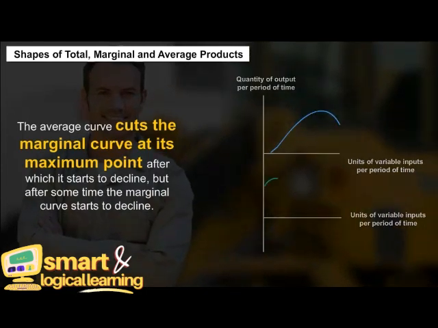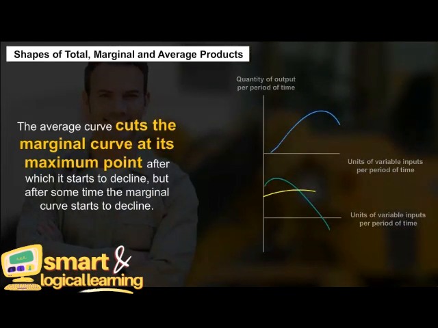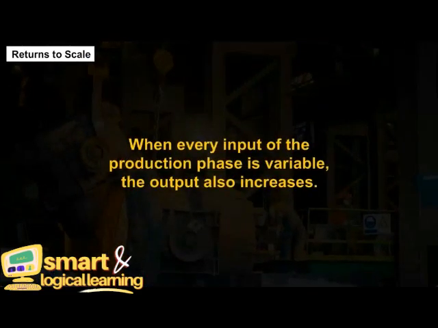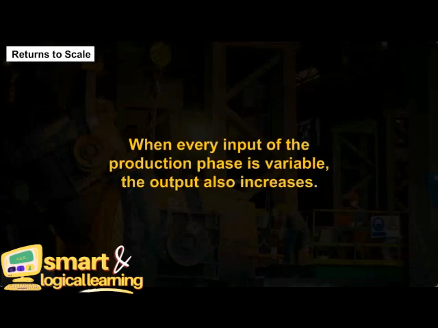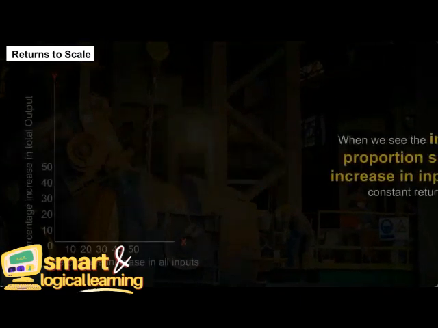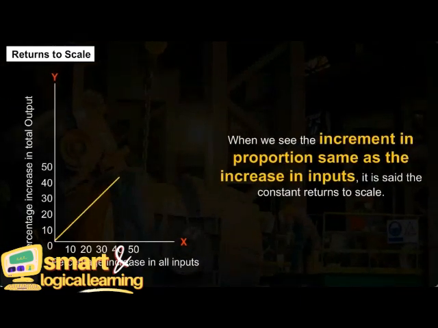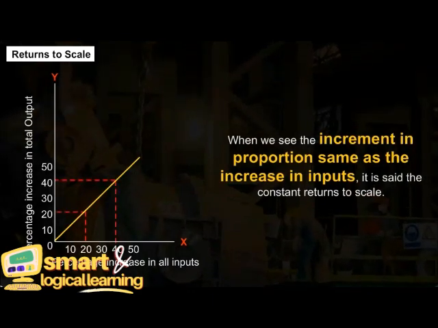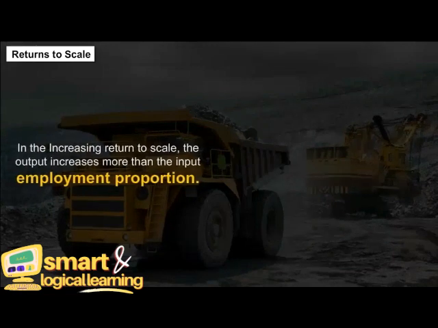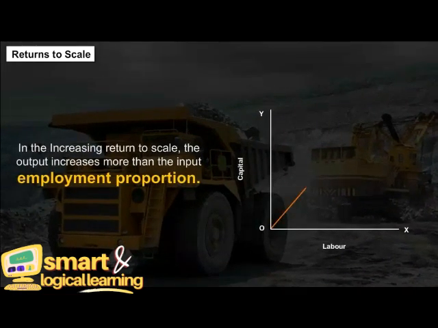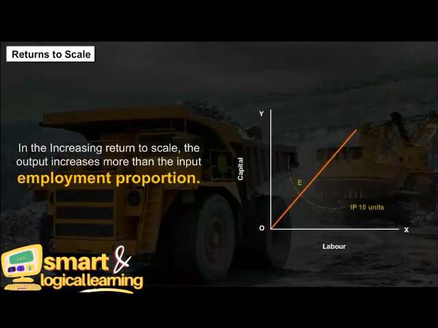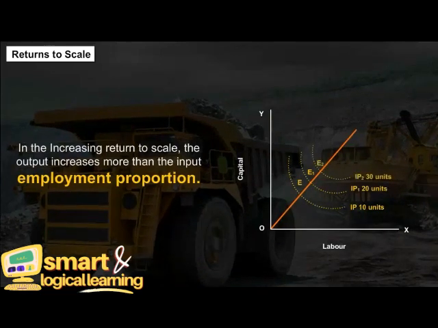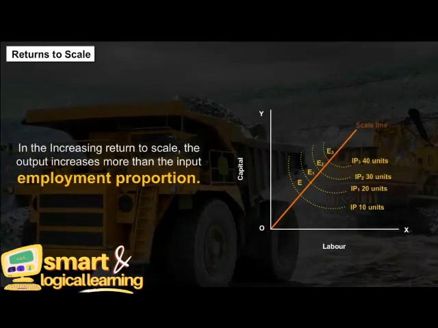Returns to scale. When every input of the production phase is variable, the output also increases. When the increase in output is in the same proportion as the increase in inputs, it is said to be constant returns to scale. In increasing returns to scale, the output increases more than the input employment proportion. In decreasing returns, the opposite happens.